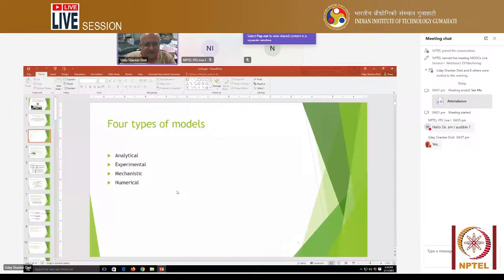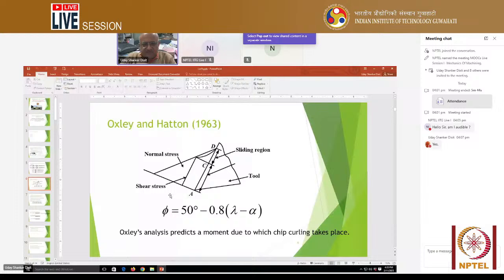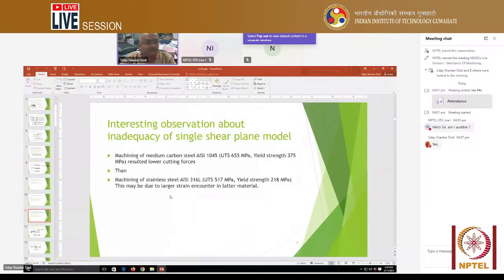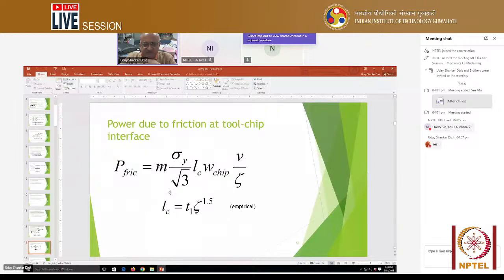But one can have mechanistic, which is basically something like a hybrid type of thing. Some coefficients you take from experiment and some analytical things also you apply. Then numerical methods like FEM, etc. So these are the methods which are employed. This is an interesting observation. How do we calculate power for plastic deformation?